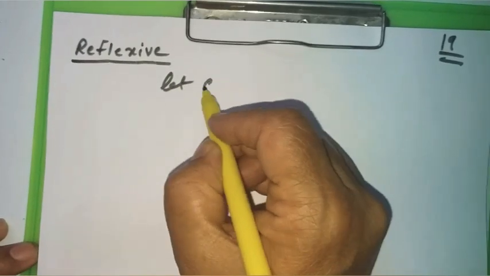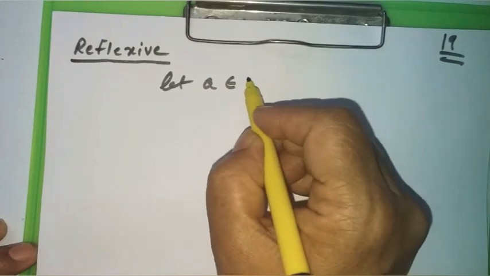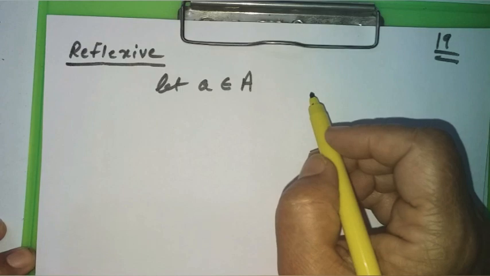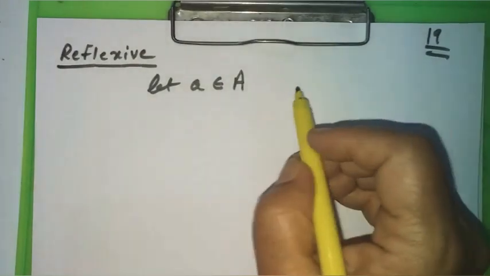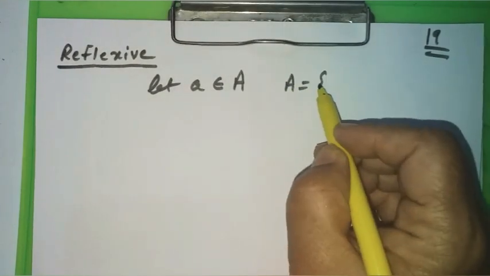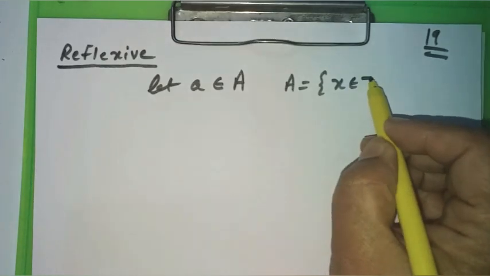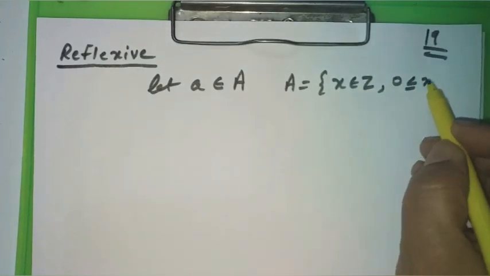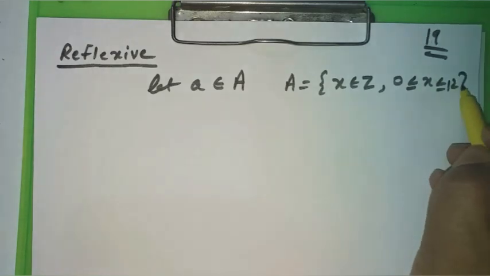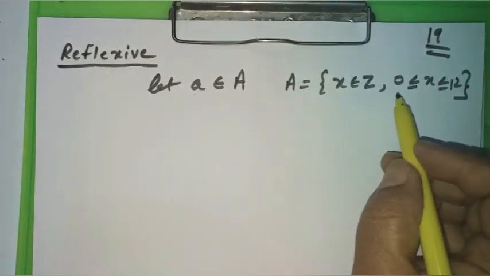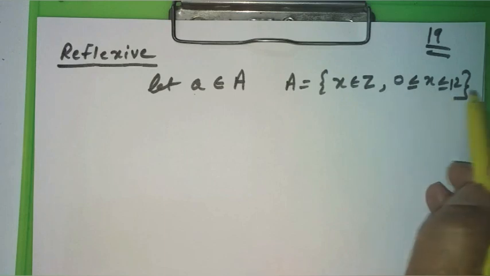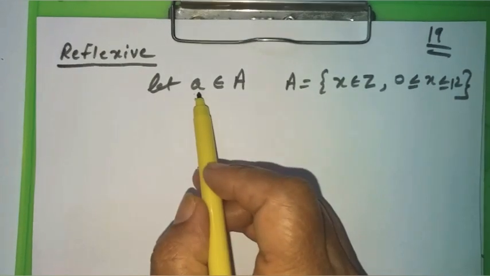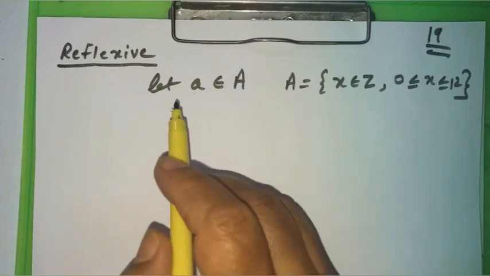Let a be any number belonging to the base set A. Here I can recall that the base set A is the set of integers, from 0 to 12. So a is any number from 0 to 12. If this is not given, and A is the whole set of integers, then also there is no problem. Then you can write a belongs to Z.